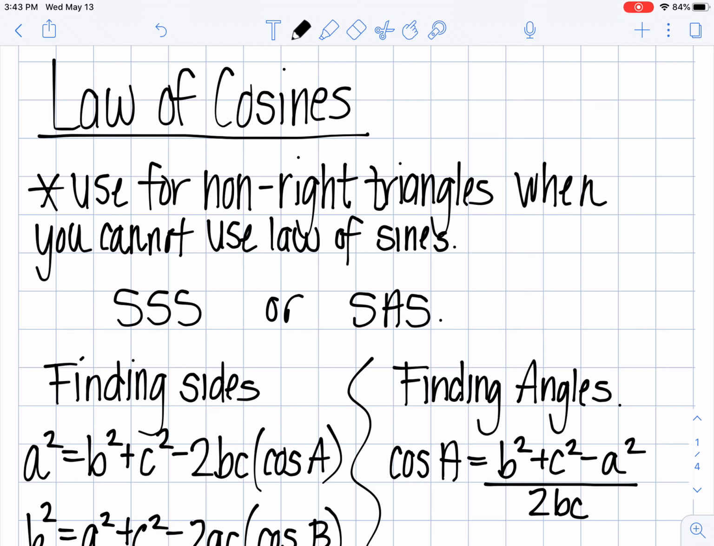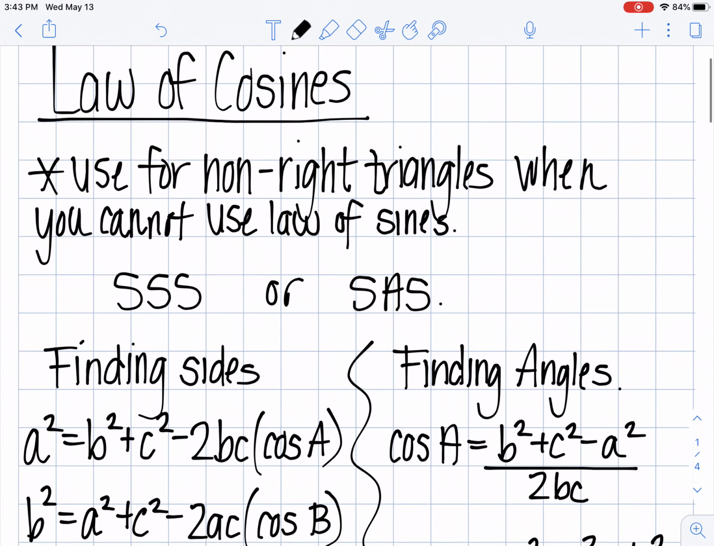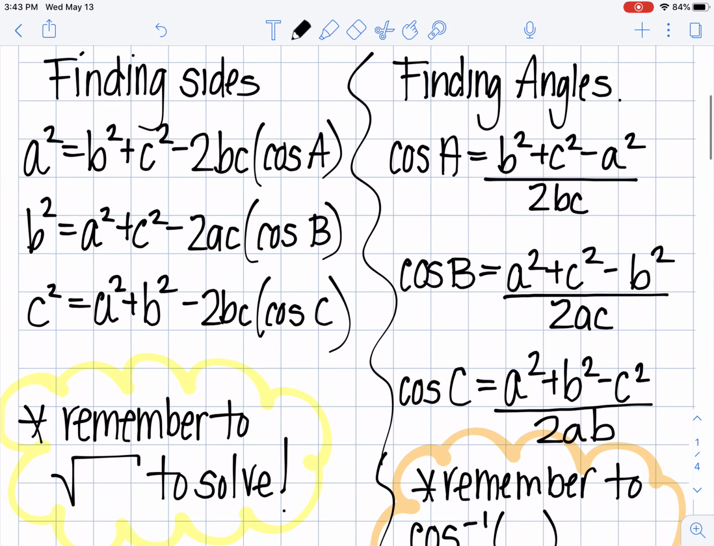You're going to use this for the same kind of triangles. We're going to use non-right triangles for the law of cosines, because remember, if it was a right triangle, you could use SOHCAHTOA. You can use the law of cosines when you have all three sides given to you, or when you have two sides and the angle in between. I'll show you how you can also recognize that you're not going to be able to use the law of sines. I wrote all the formulas down for you.